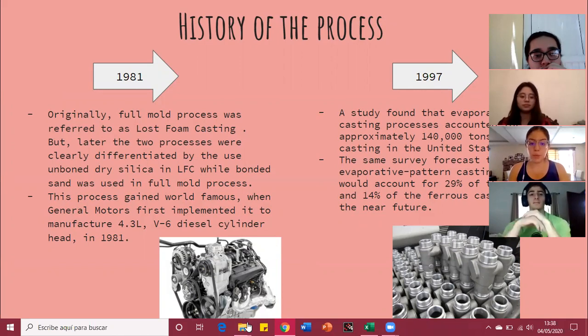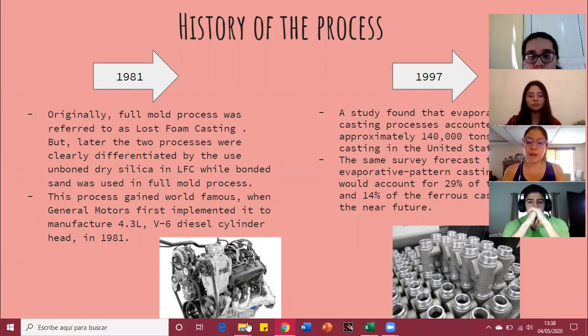This process gained worldwide fame when General Motors first implemented it to manufacture a 4.3-liter V6 diesel cylinder head in 1981. And finally, in 1997, a study found that evaporative pattern casting processes accounted for approximately 140,000 tons of aluminum casting in the United States, and the same survey forecast that evaporative pattern casting processes would account for 29% of aluminum and 14% of the ferrous casting markets in the near future.